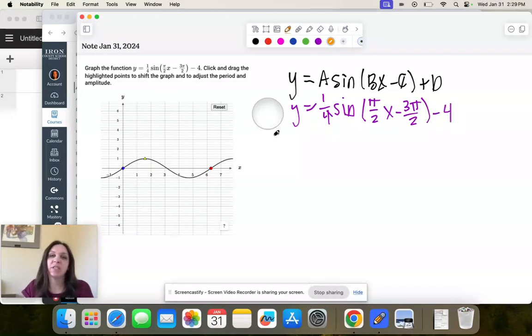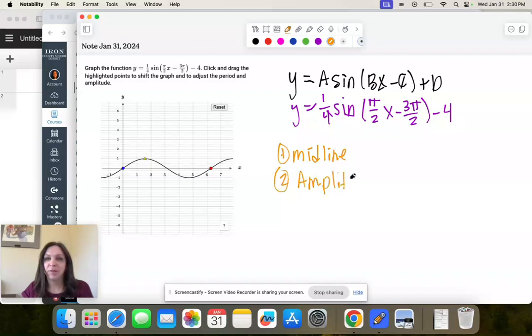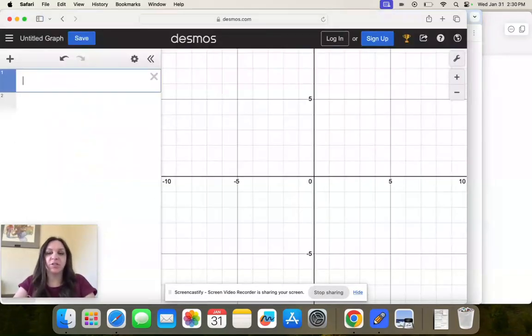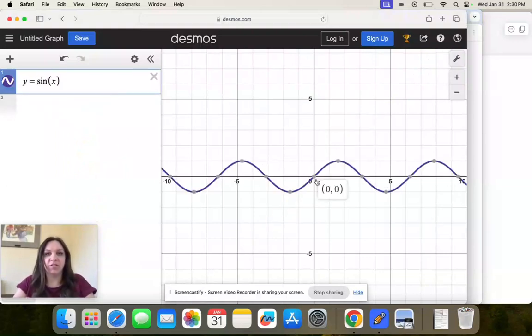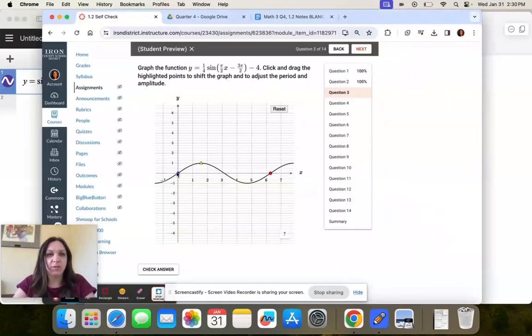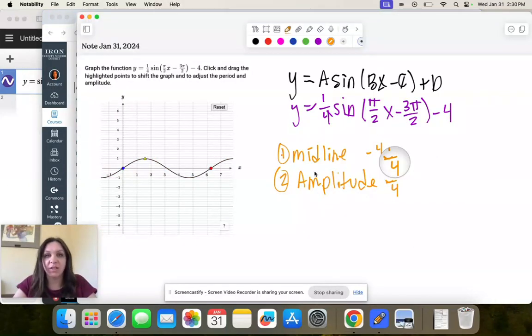Okay, so first, I always start with the midline and the amplitude. So the midline is right here, -4, and the amplitude is 1/4. So we're going to move this blue dot. Well, we're a sine function, so just make sure we're starting off as a sine function. See how we're going through 0? So this one's actually starting off in sine, not in cosine, which is good. Our last one we kind of had to fix.